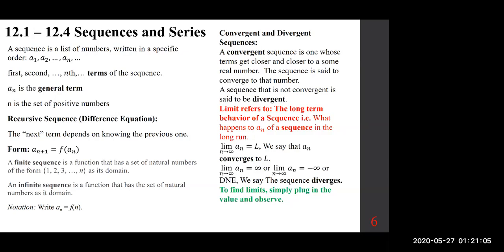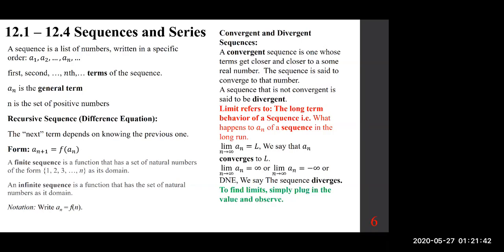the general term. Now, when we write a sequence, we can write it in a recursive format, which means one depends on the previous one. A sub n plus 1 is f of a sub n. We have a finite sequence which has so many terms, or we have an infinite sequence which continues indefinitely, and its domain is a set of natural numbers.